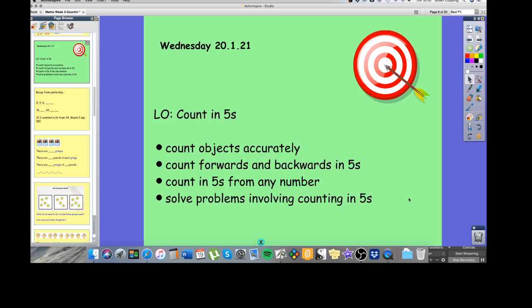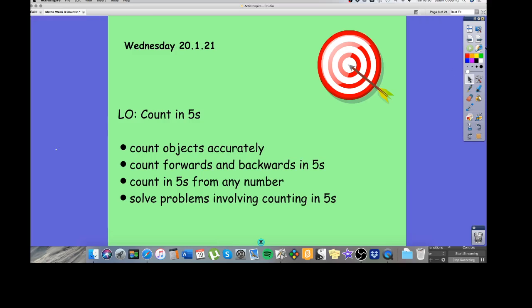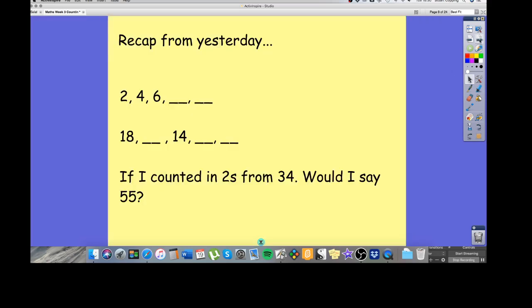But before we move on, we are going to have a look at yesterday's learning. So here I have 3 questions for you. Okay, so when I finish talking, pause it, have a go to find the answers. So get yourself a scrap piece of paper. You don't need to do this in your book.